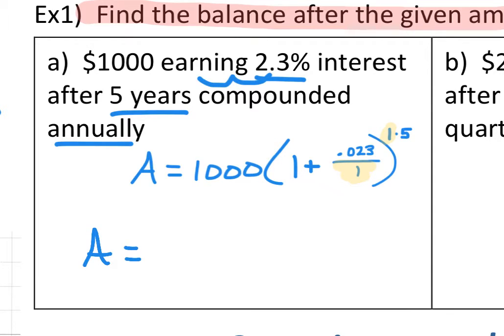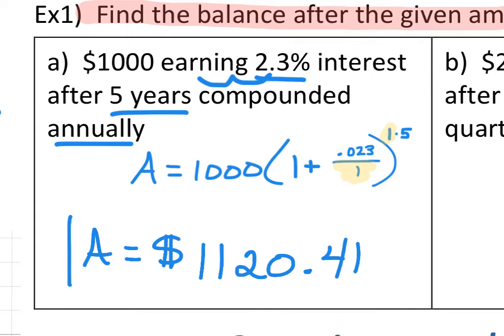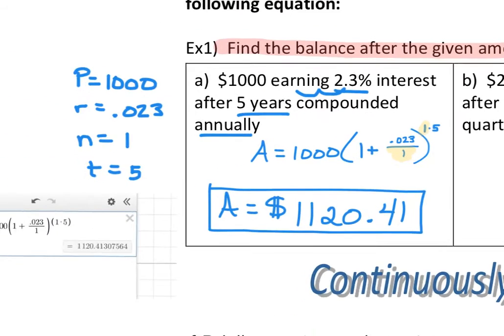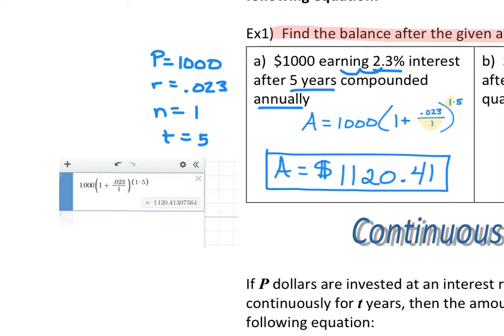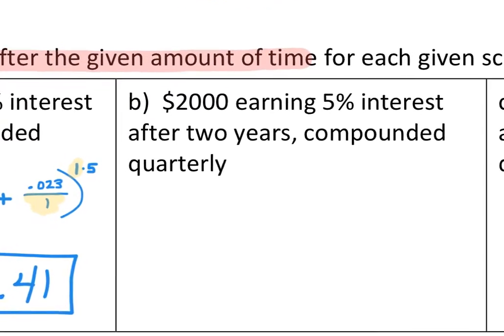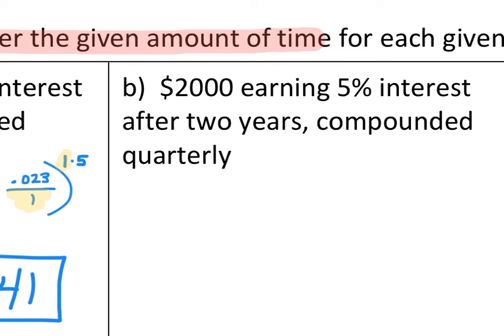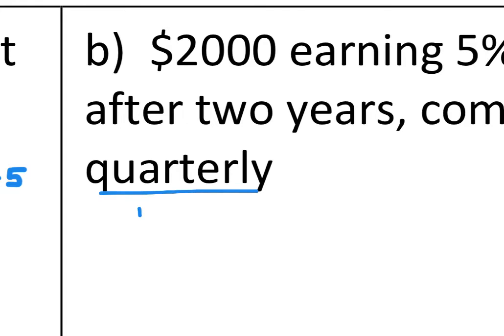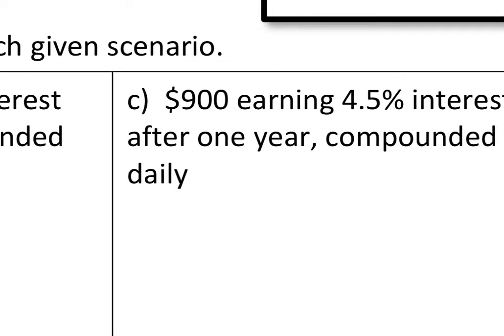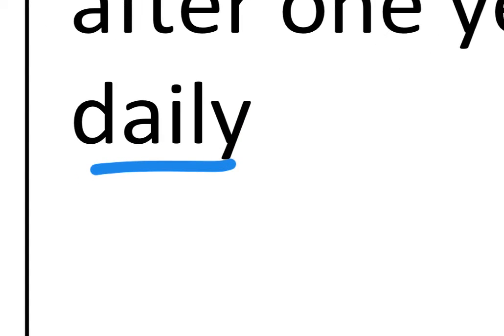So the final amount in that savings account is $1,120.41. Now, I'm going to give you some time in a minute to work on B and C, but let me just point out that if it says quarterly, that means 4 times a year, so your N is going to equal 4. And then in letter C, if it says compounded daily, your N value is literally going to be 365.